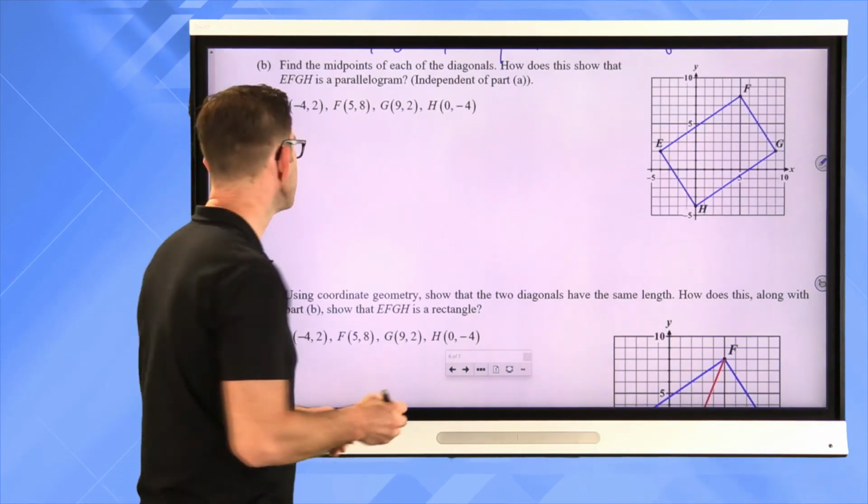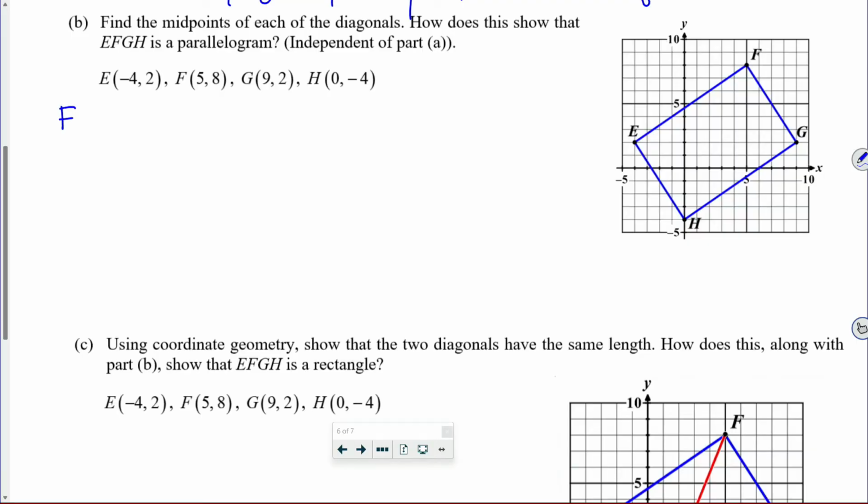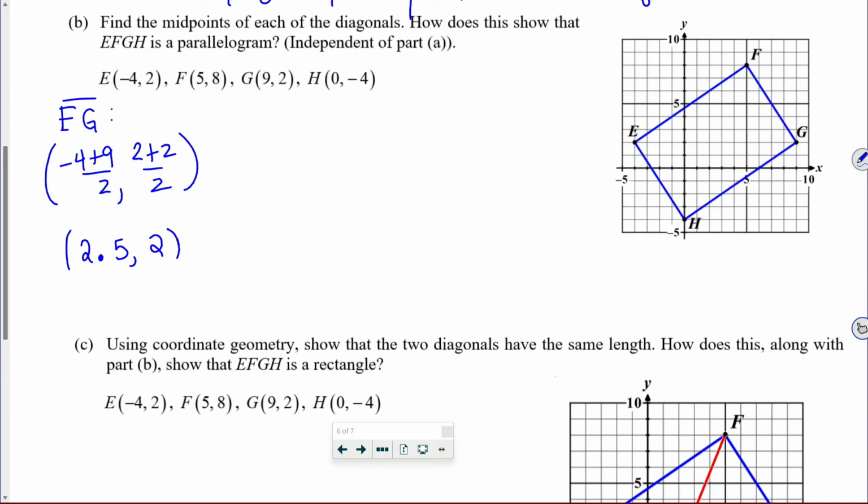All right, well, let's do it. Okay, for EG, its midpoint is -4 plus 9 divided by 2, and 2 plus 2 divided by 2. -4 plus 9 is 5. 5 divided by 2 is 2.5. Yeah, that's right, I went decimal on you. And 2 plus 2 is 4 divided by 2 is 2.